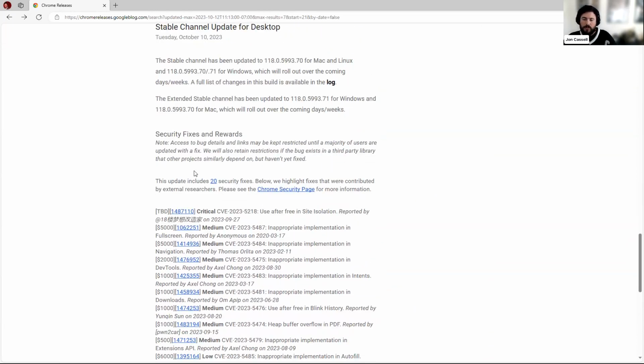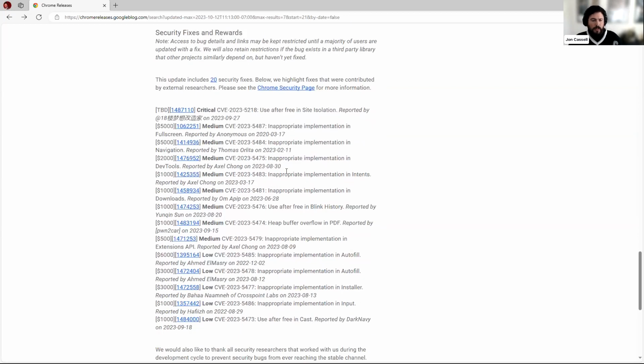On the 10th, it was a much larger release. There were 20 total fixes, 14 disclosed by researchers, with 1 rated as critical, and a total of $30,500 in bug bounties. So we can count all of these up. It's a pretty good payout for a particular release.